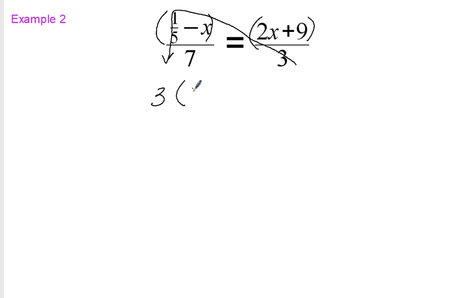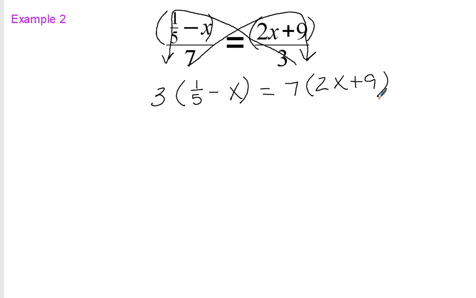3 times 1/5 minus x equals, now we're going to go the other way, go up and down, 7 times 2x plus 9. Now we get to distribute. 3 times 1/5 is 3/5. And 3 times negative x, negative 3x. On the right side, 7 times 2x is 14x. And 7 times 9 is 63.